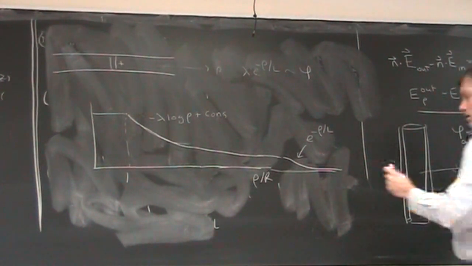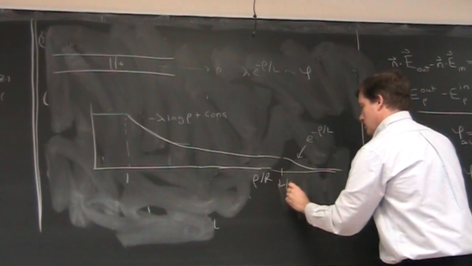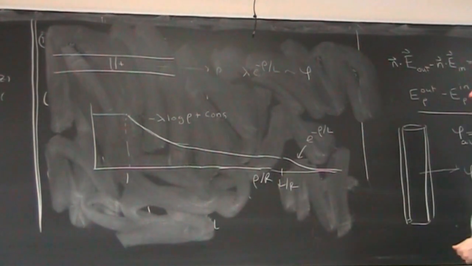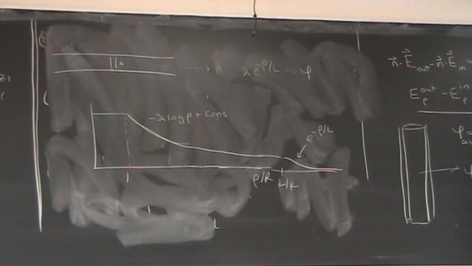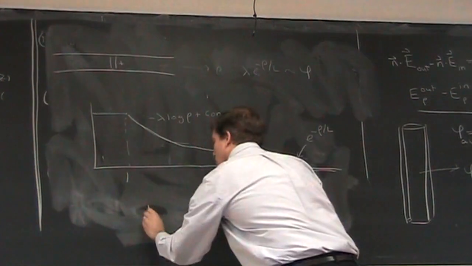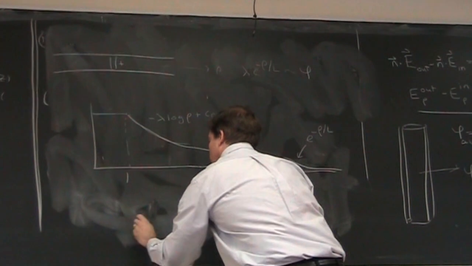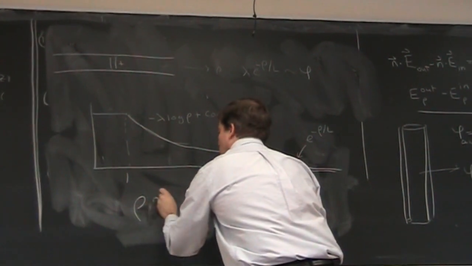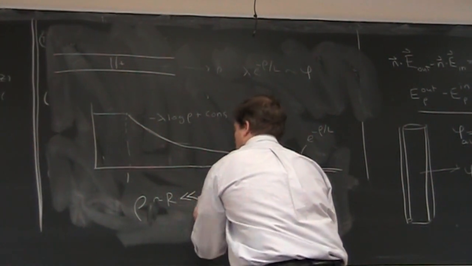How do you know that the potential is constant inside? Yeah, so if I take just the limit, I mean, rho of order R much, much less than L, right?